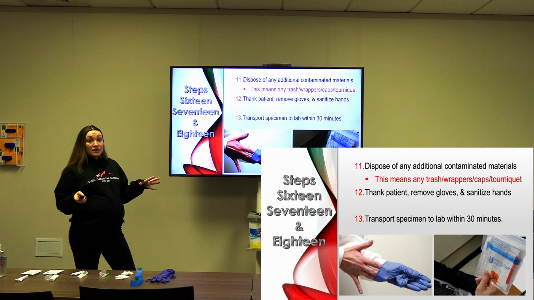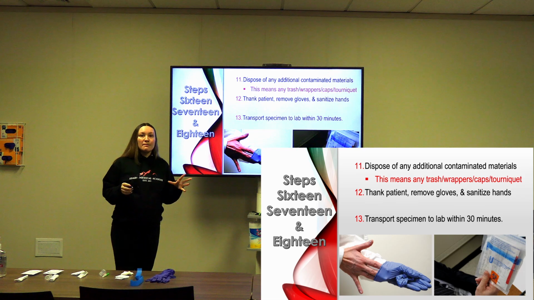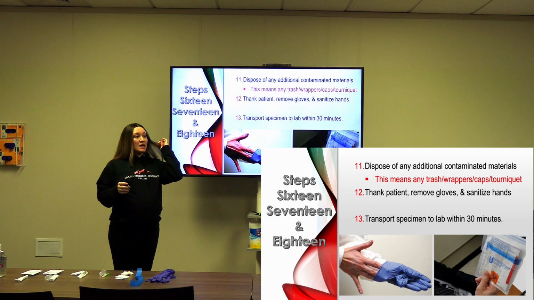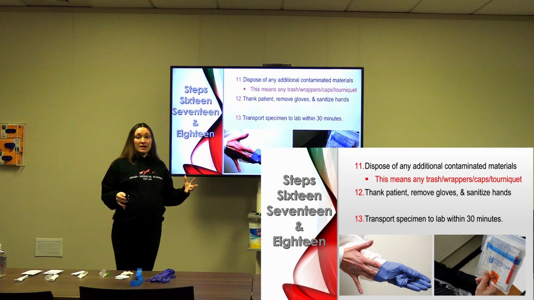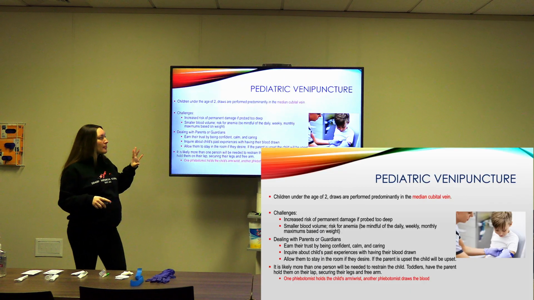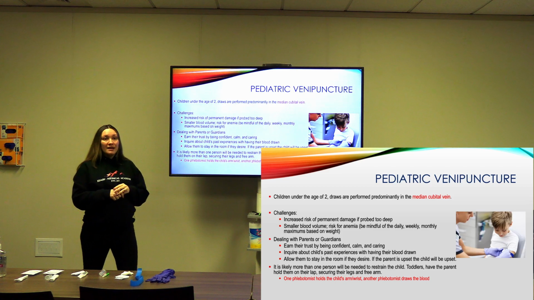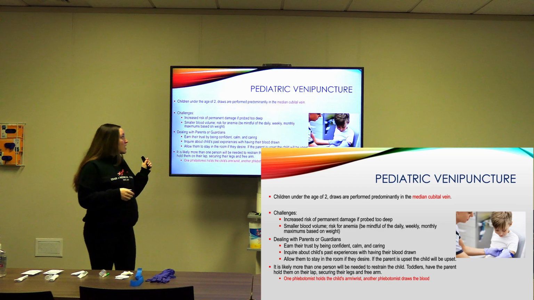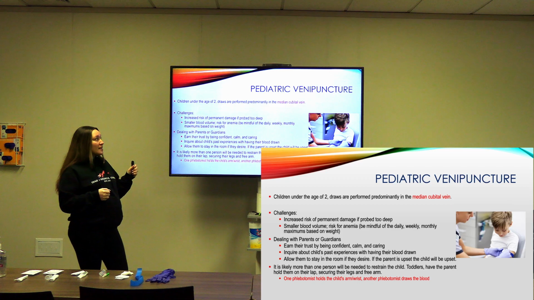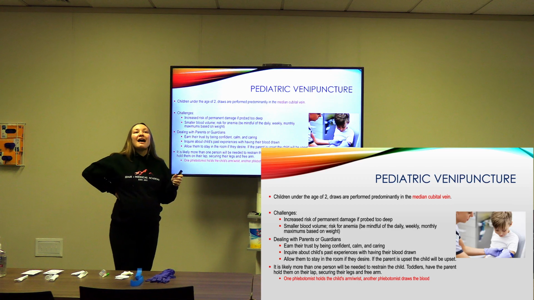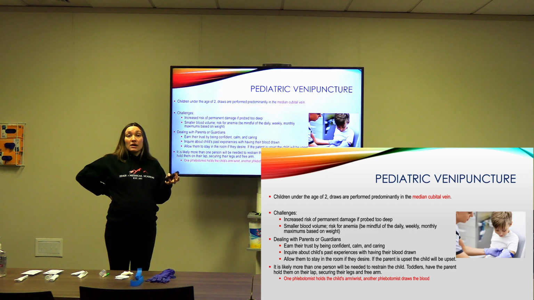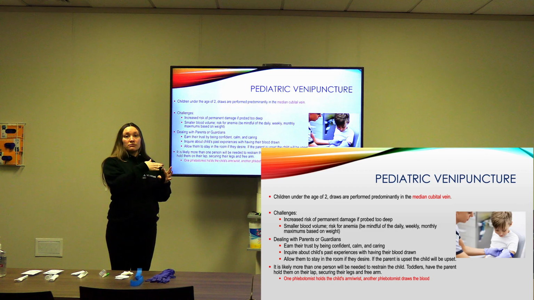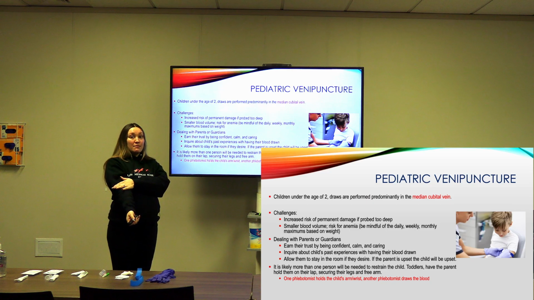That is the basics, okay, of venipuncture procedure, step by step as we go through it. It's going to be more fluid as we practice it, okay? That's just the broken down procedure. Pediatric venipuncture is generally the same, but it's a little bit different, okay? Children under the age of 2, draws are performed predominantly in the median cubital vein. So if you have an infant or a toddler, any age 2 and under, you are only looking generally in the AC, the median vein.